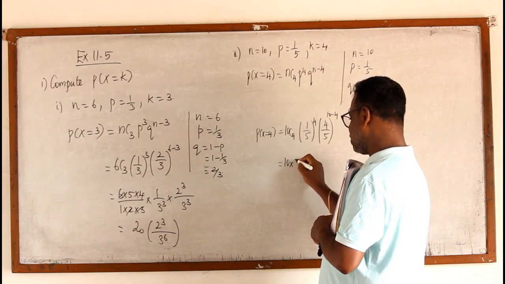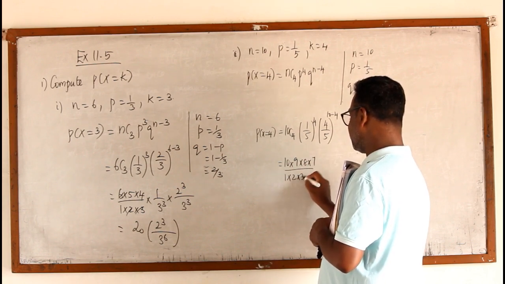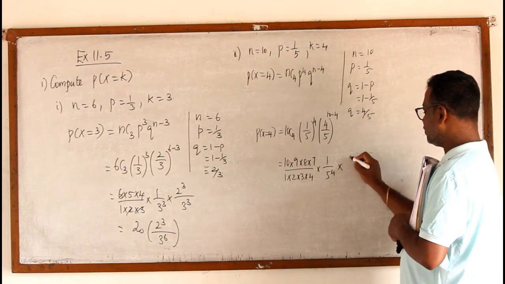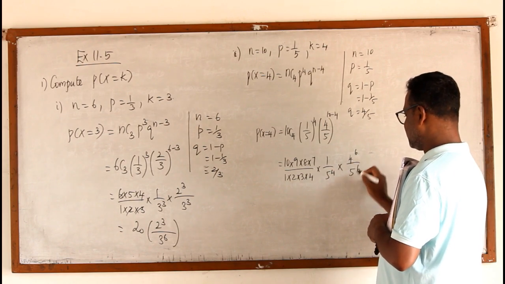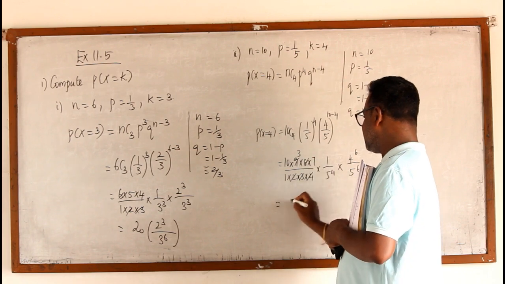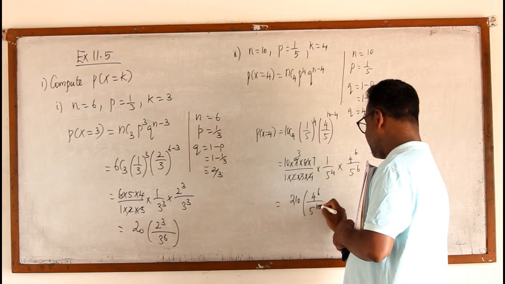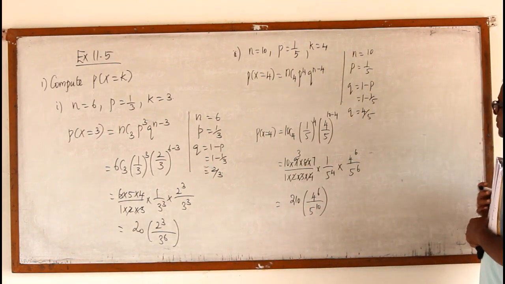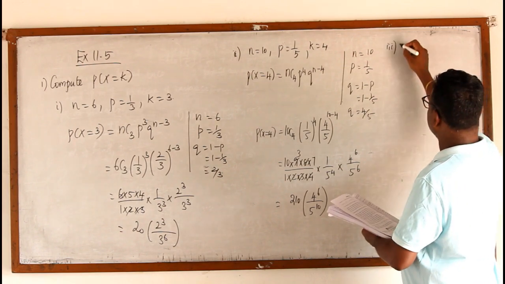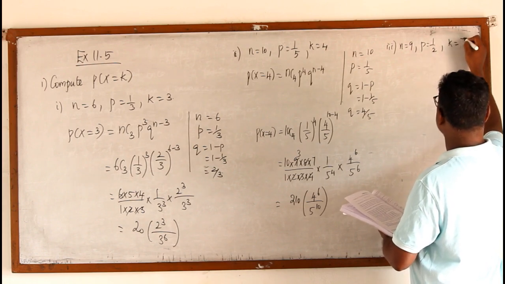10C4 means 10 into 9 into 8 into 7 by 1 into 2 into 3 into 4, into 1 by 5 power 4 into 4 power 6 by 5 power 6. So 2 4s are 8, 3 times. So it is 210 into 4 power 6 by 5 power 10. We shall leave it as this. Then third one, n equal to 9, p equal to 1 by 2, k equal to 7.